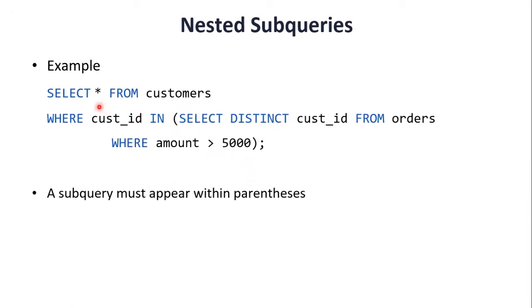Now if we go back to the wrapping SQL query that says select all from customers where customer ID is in the set of customer IDs selected by the subquery. The keyword in checks whether the customer ID is in this set of values. So we are basically selecting all the customer information of those who have made an order greater than 5,000 in amount.